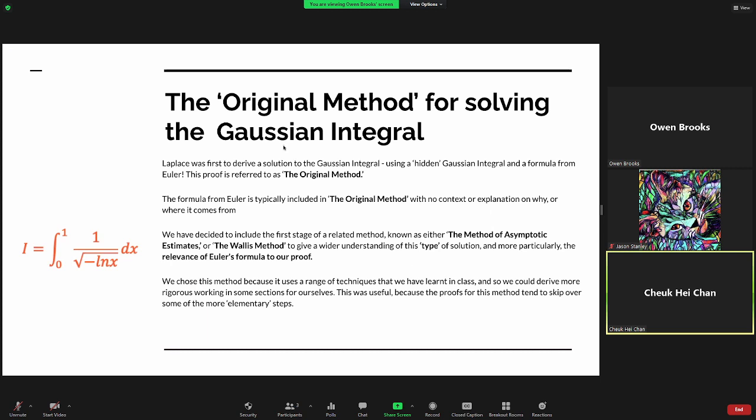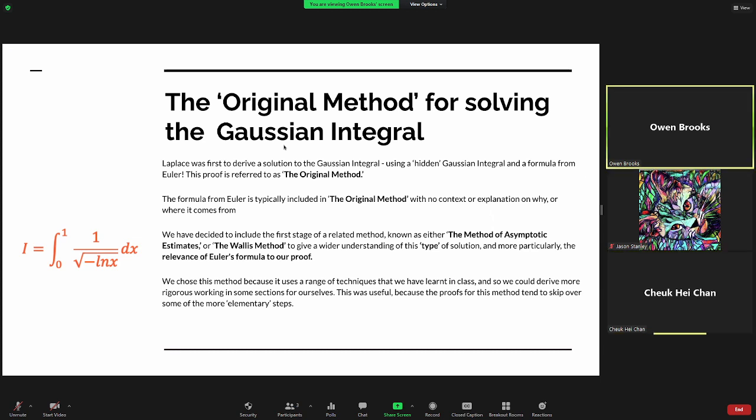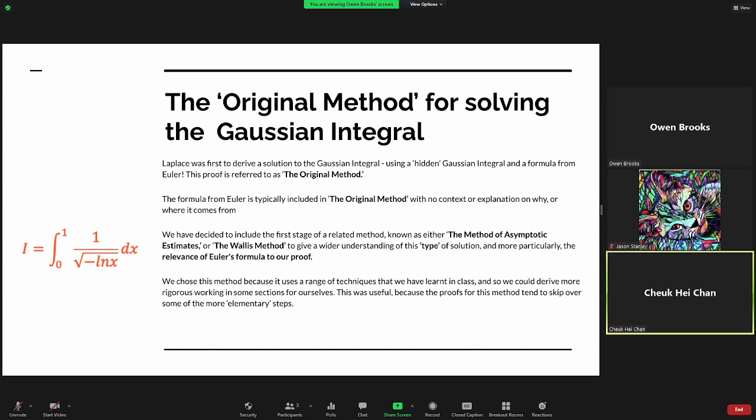The method we are going to use is the original method by Laplace, which uses a hidden Gaussian integral and the formula of Euler to prove. The formula of Euler is introduced without any explanation at all. So we decided to use Wallis' method to give a better explanation of the solution and especially to understand Euler's method. We choose this method because it uses a range of techniques we learn in class, and we have to derive more working in some sections for ourselves, as this is pretty hard and we have to skip over some of the more elementary steps.